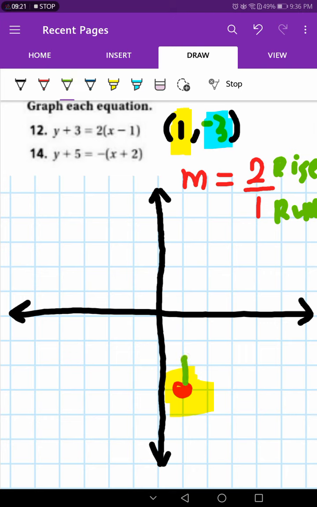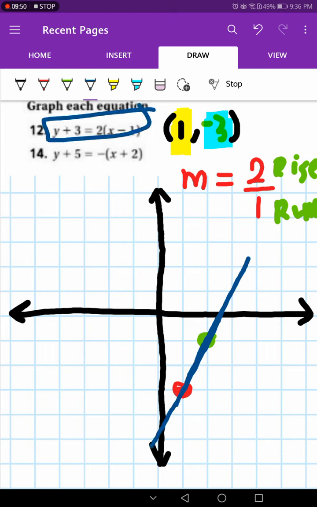1, 2, and then run 1 step to the right. So it will be here. This is the second point. And as you know, my dear student, two points are enough to draw any line. So now draw this line. So this is the line of this equation, or the graph of this equation. So you see how I use the slope to find the second point.